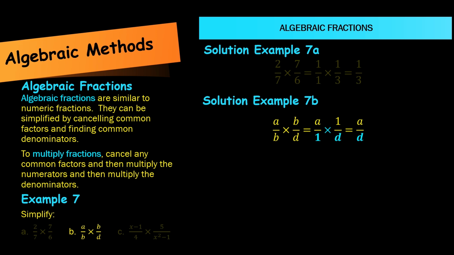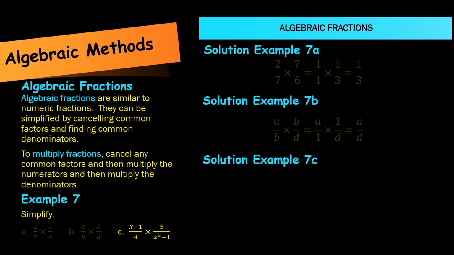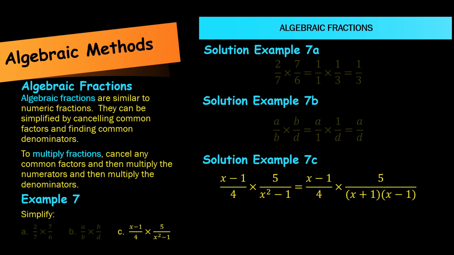And now for part C. Let's first factorise what we can. We can't do anything here, and we can't do anything here. However, we can factorise x squared minus 1 to x plus 1 times x minus 1 as shown. And then we can cancel top and bottom the x minus 1's as shown.